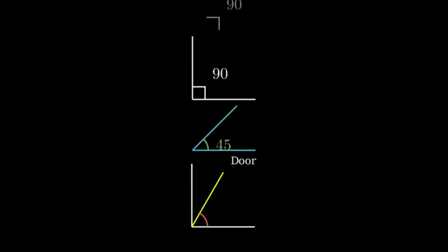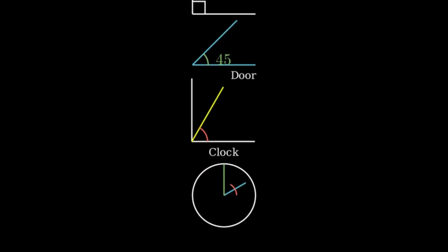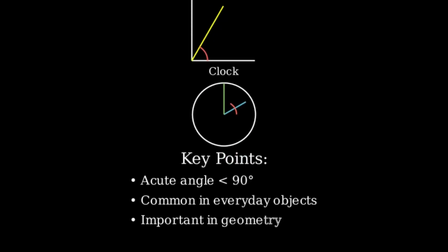For example, when you partially open a door, the angle formed is usually acute. The hands of a clock often form acute angles, and the corners of many roof designs are acute angles. Remember, an acute angle is any angle that measures less than 90 degrees. Being able to identify acute angles is an important skill in geometry and many real-world applications.